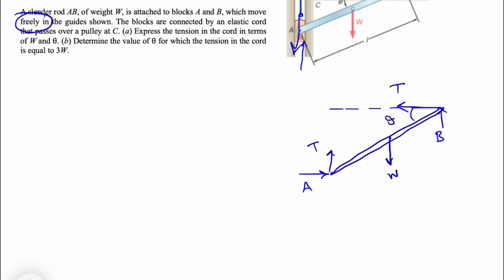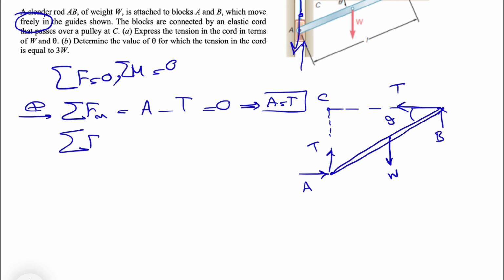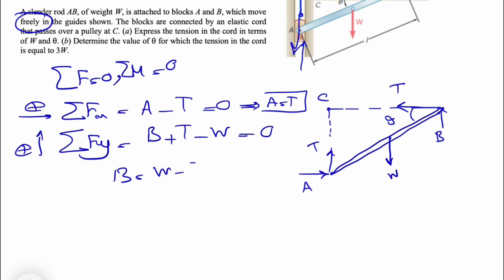We can proceed with our equilibrium equations, where we have the sum of all forces equals 0, and the same for moment. Now we can start with our Fx and Fy. If we do the sum of all forces in the x direction, we'll find that we have A and one of the T equals 0. That means A is equal to T. And if we do the sum of all forces in the y direction, we have B in a positive direction, we have T, and we have W. This shows B is W minus T.